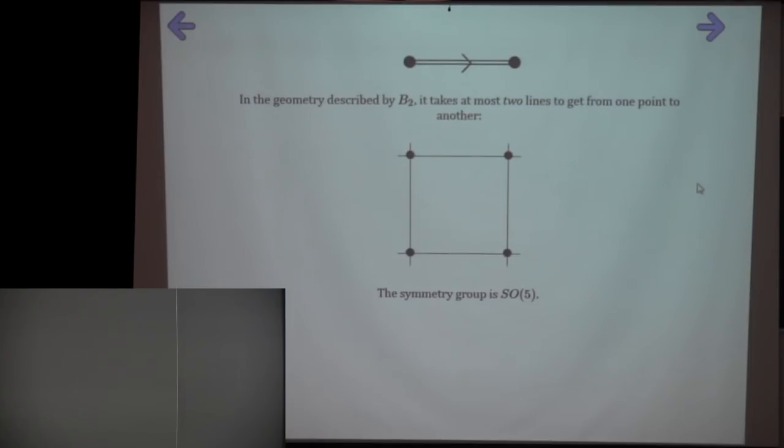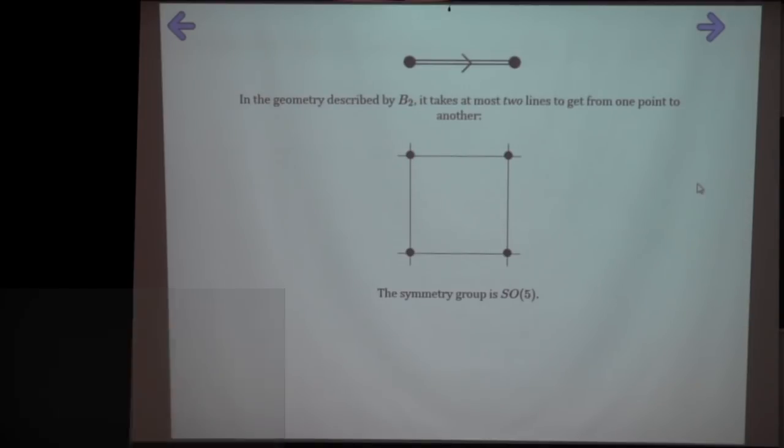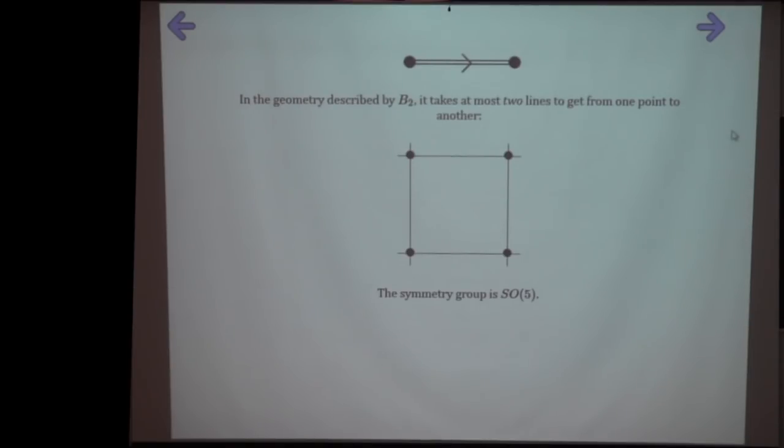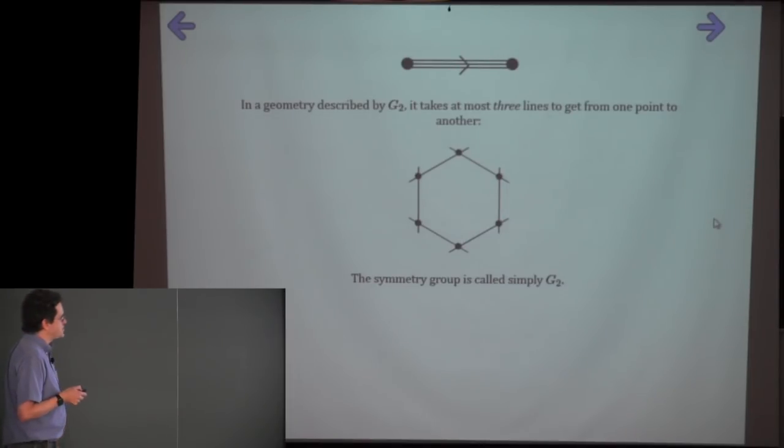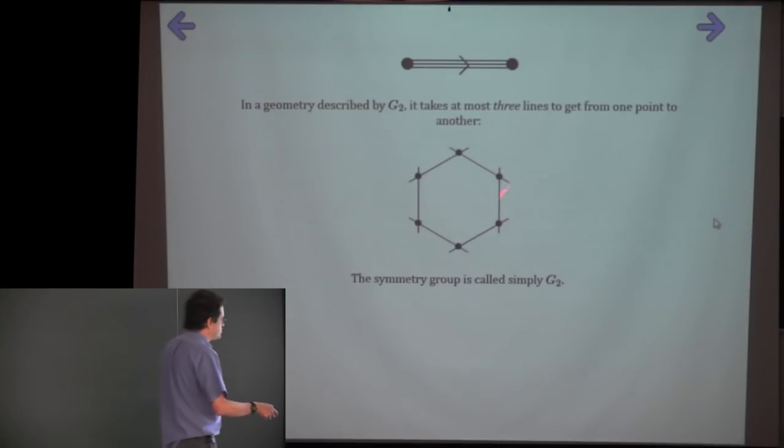So if you study Lie algebras and Lie groups, you'll be able to start with this Dynkin diagram, build the Lie group SO5, build two subgroups, which are the stabilizers of the point and the line, and see how everything I said falls out. Then there's G2. G2 is similar. Now there are three edges here, and that's because now it takes at most three lines to get from any one point to another.